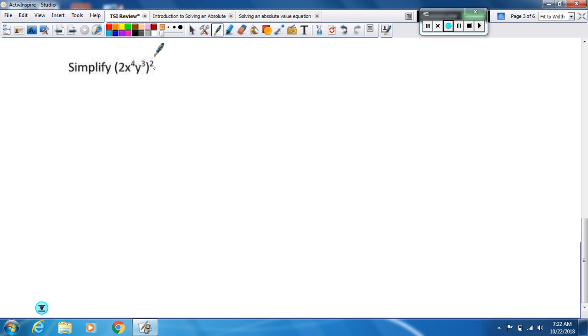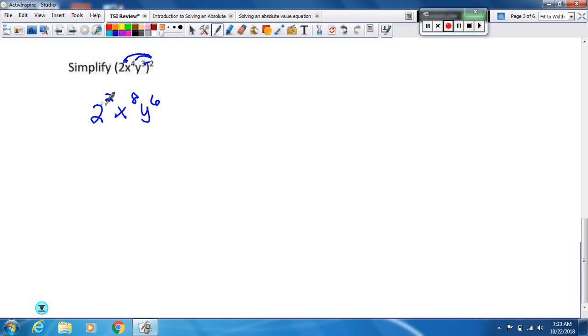Okay, anytime in algebra that you are asked to get rid of parentheses, you are always doing that by multiplying. I'm going to distribute this squared to the 2. And when I distribute, I'm multiplying. So there's like a 1 there, so 1 times 2 is 2. For my x, 4 times 2 is 8. And for my y, 3 times 2 is 6.